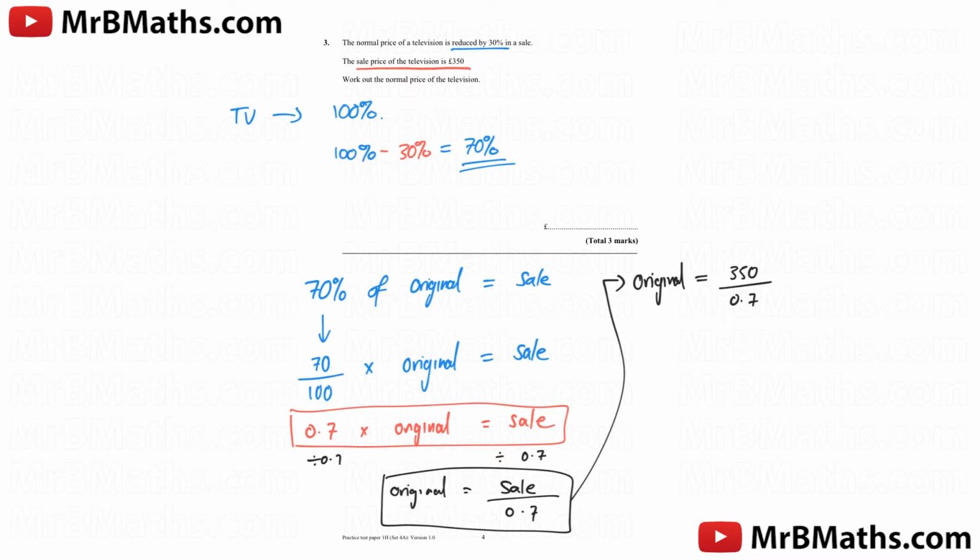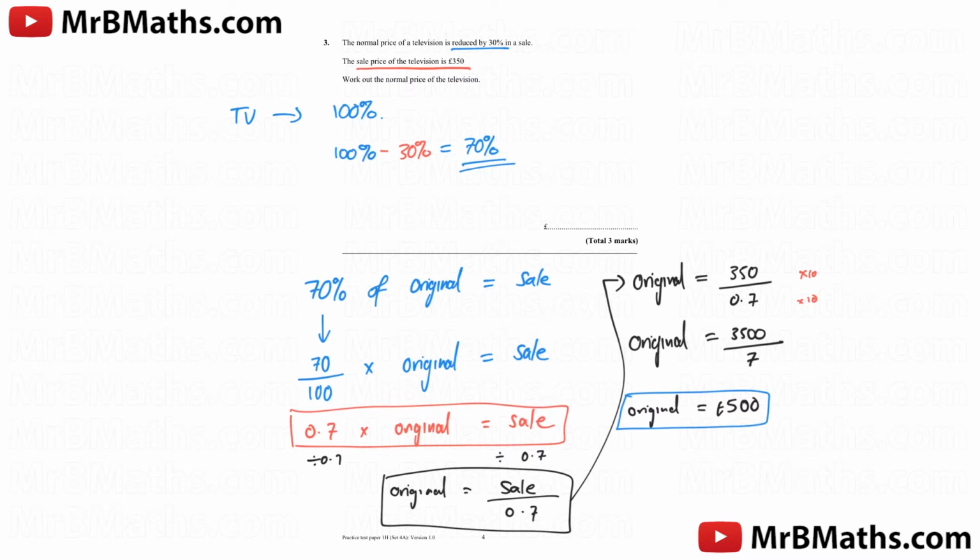So what I'm going to do is multiply the top and bottom by 10, so that we can get the 7 into 35 a bit easier. So I'm going to write original equals, times both by 10. So I have 3500 divided by 7. Well, 7 would go into 35 5 times. So 7 into 35 is 5. Add your 2 zeros. So original equals £500. And that's your answer.